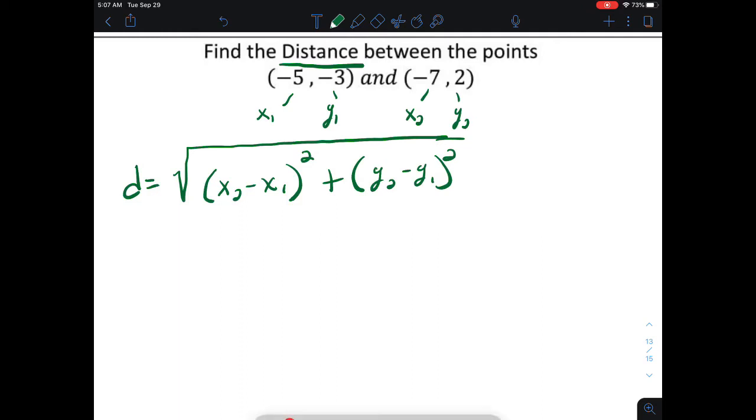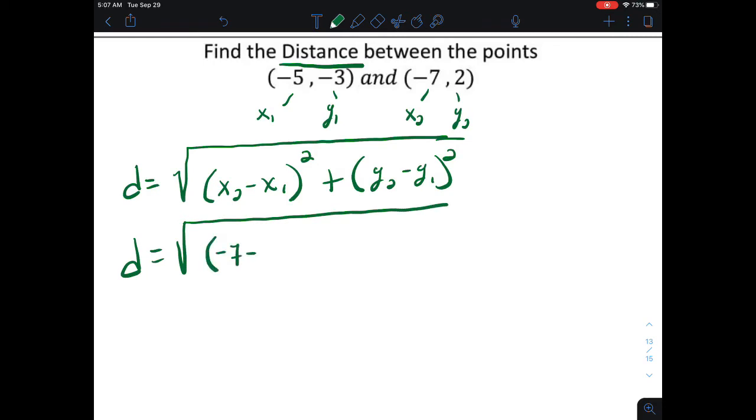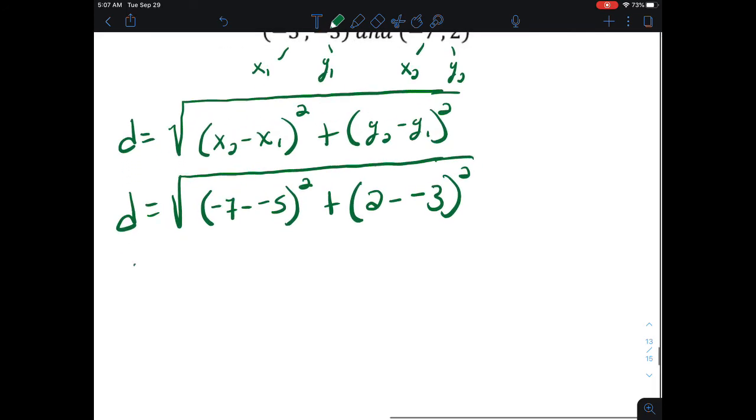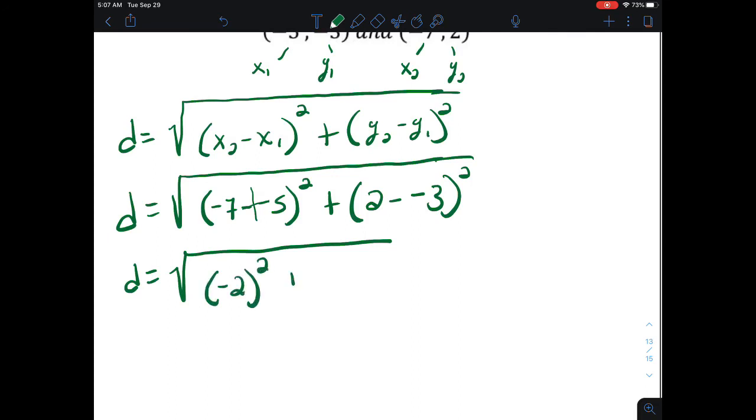And we're going to plug in our numbers. All right, so d is equal to the square root of, all right, x2 is -7, minus x1 which is -5, all that being squared, plus y2, which is 2, minus y1, which is -3, being squared. Now, you work your way and start simplifying the insides. So -7 minus -5, that turns into a plus. I end up with -2 being squared plus 2 minus -3, that turns into a plus. That gives me 5 being squared.